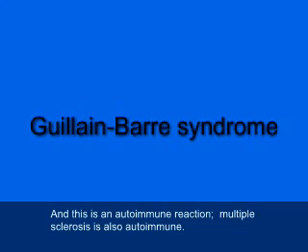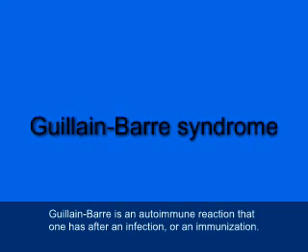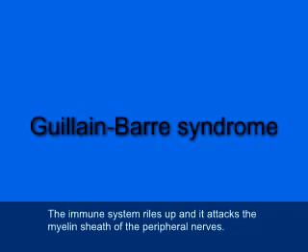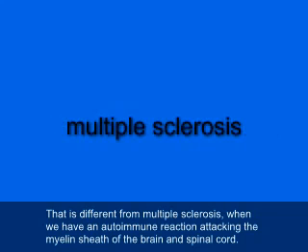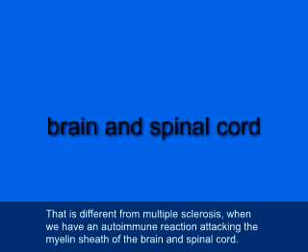Multiple sclerosis is also autoimmune. Guillain-Barré is an autoimmune reaction that one has after an infection or an immunization. So the immune system riles up and it attacks the myelin sheath of the peripheral nerves. Again, that's different from multiple sclerosis, where we have an autoimmune reaction attacking the myelin sheath of the brain and spinal cord.